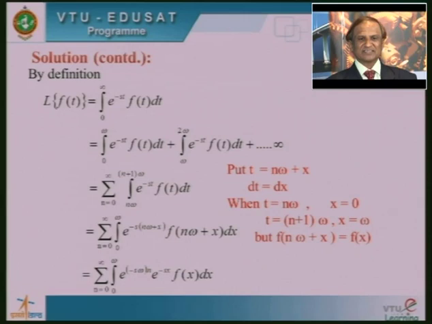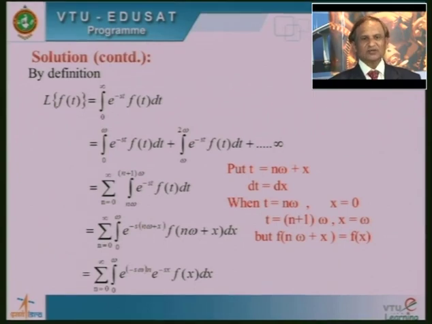They have given that the function is periodic, f of nω plus x is equal to f of x, right? So I am going to implement it in the equation. I will rewrite the above equation: summation of n equals 0 to infinity, limits from 0 to ω, e to the power minus s into, I will replace t by its value. What is the value? nω plus x, into f of nω plus x into dx.